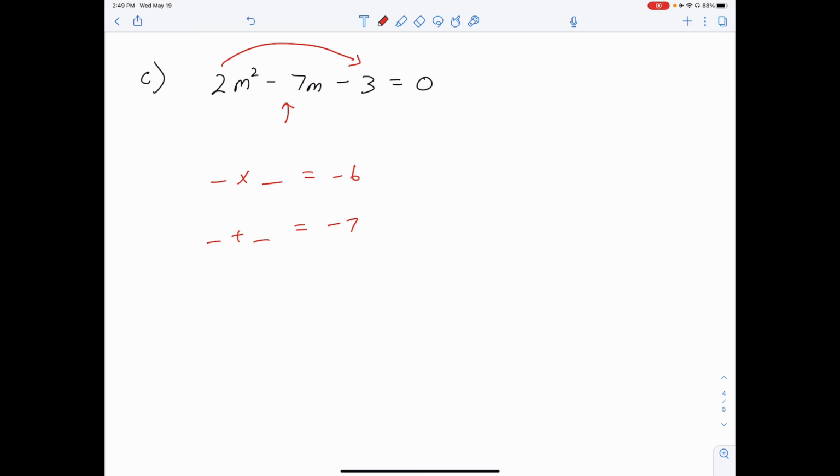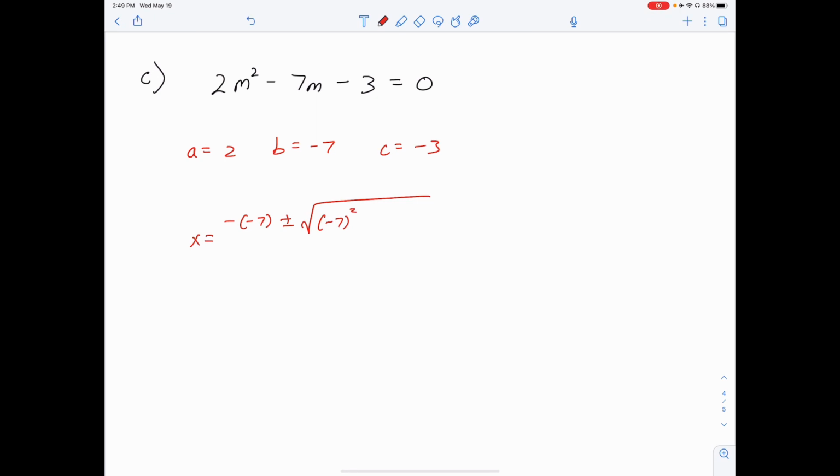So in that case, we have to scrap the idea of trying to factor, and therefore we need to use the quadratic formula to get to the right answers. Let's remove this, and let's try using the quadratic formula. A is 2, B is -7, and C is -3. So x is equal to -7 plus or minus the square root of -7 in brackets squared minus 4 times a, which is 2, times c, which is -3, all over 2a. Let's try and simplify this. That would be 7 plus or minus the square root of all over 4.